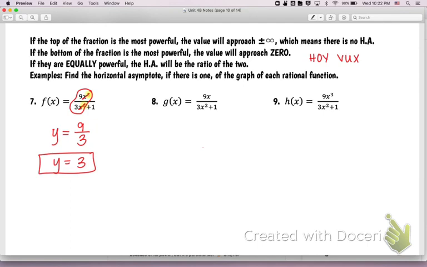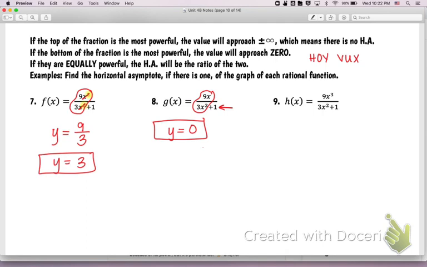Okay, so if we look at number 8, same thing. We just want to compare the first term and the first term. The question is, which one is more powerful? Well, a squared is more powerful than a first power. So this is getting bigger faster, which means the bottom getting bigger actually makes the fraction smaller. So we're going to drag down to 0. So the horizontal asymptote there is y equals 0.